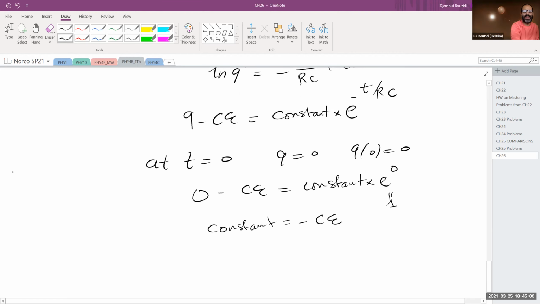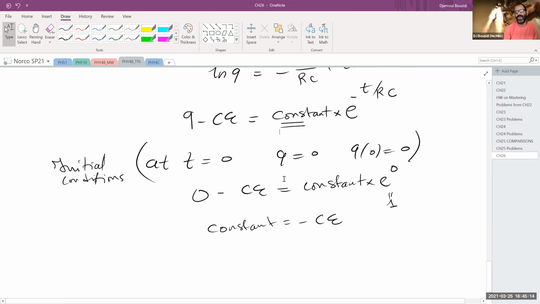This is, by the way, an example of the initial conditions. When you're solving equations of this type, you really need to come back to the initial conditions. You only have one. And that helps you find those constants of integration.